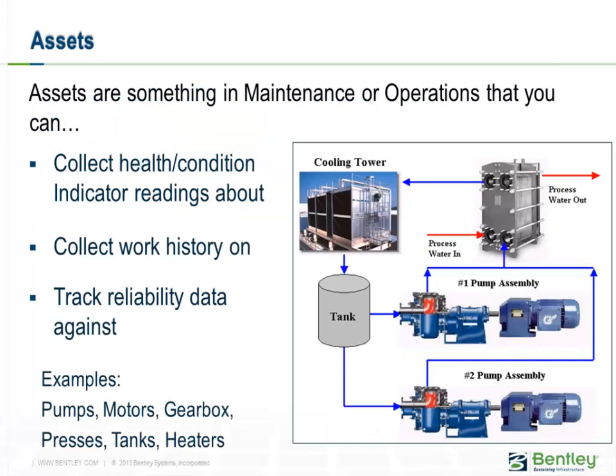Assets are something that you need to maintain. For assets, you can collect health and condition indicators, collect work history, and track reliability data. An asset can be equipment such as pumps, motors, fans, or heaters, collections of equipment such as systems and subsystems. They can be organizational, a department, an area, a cost center, or plant. Assets can be physical locations such as pumping location or a generator location. And assets may include assemblies and components, buildings, grounds, etc.